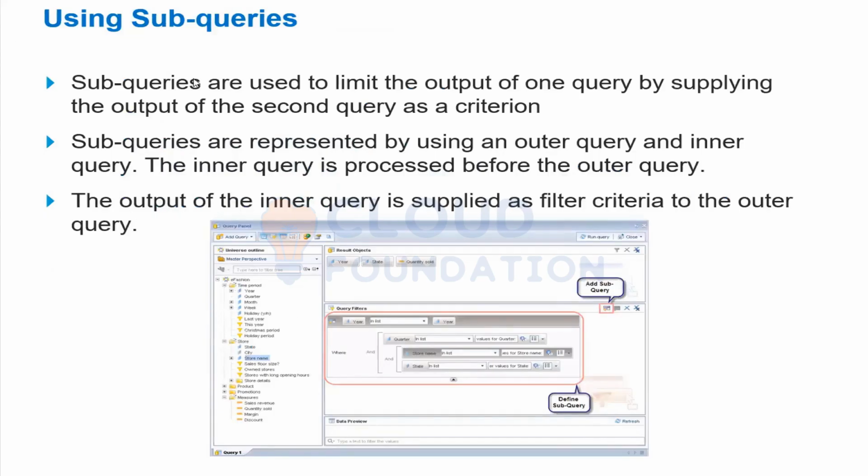Using subqueries. Union and intersection are done by using this yellow and green plus symbol, but subqueries are like adding that in the query filter itself. Add subqueries here. Subqueries are used to limit the output of one query by supplying the output of the second query as a criteria.